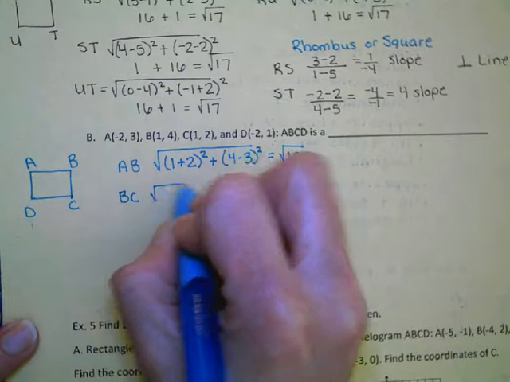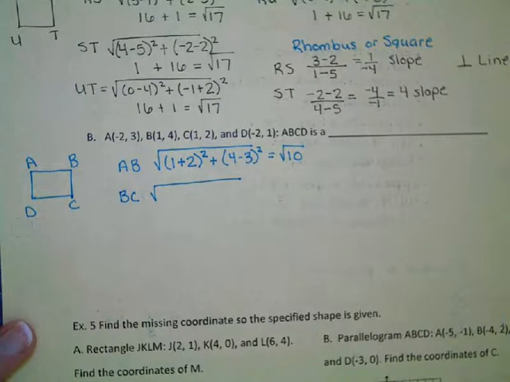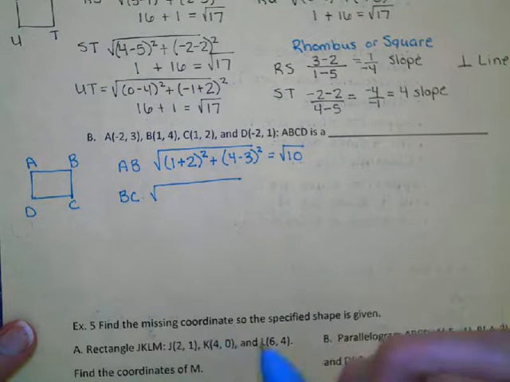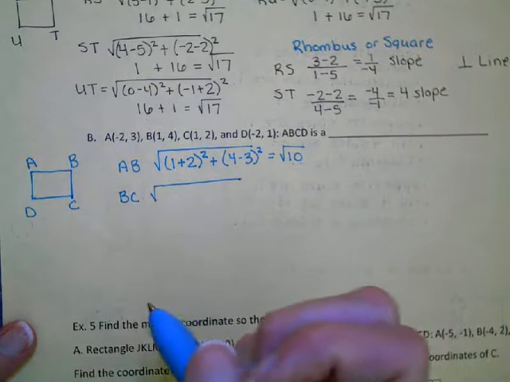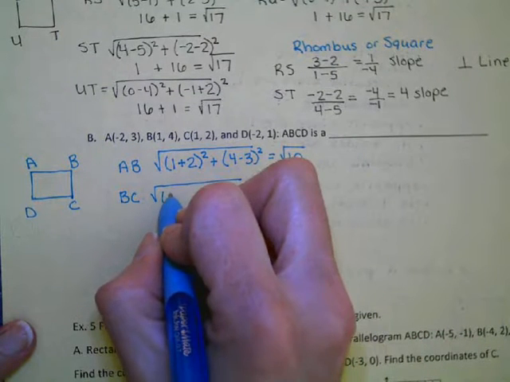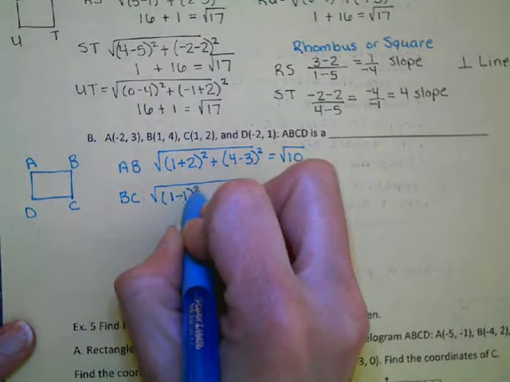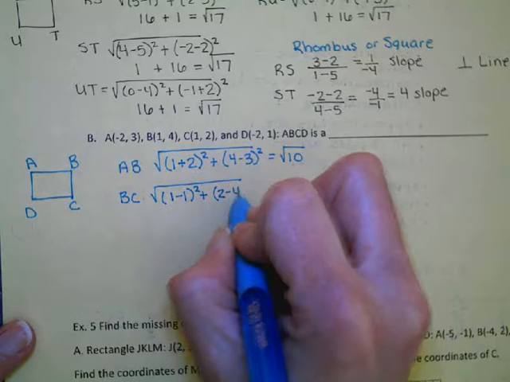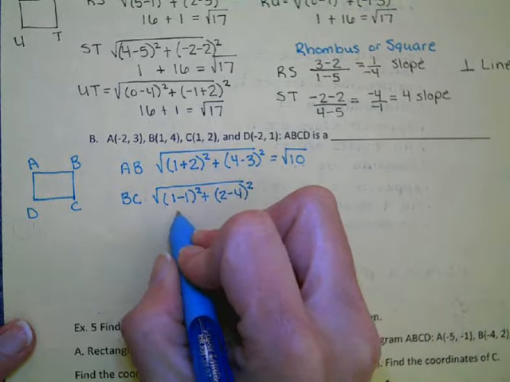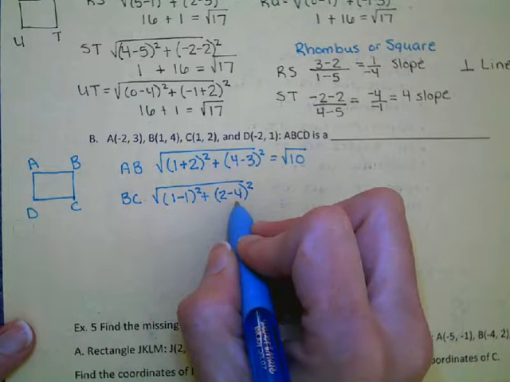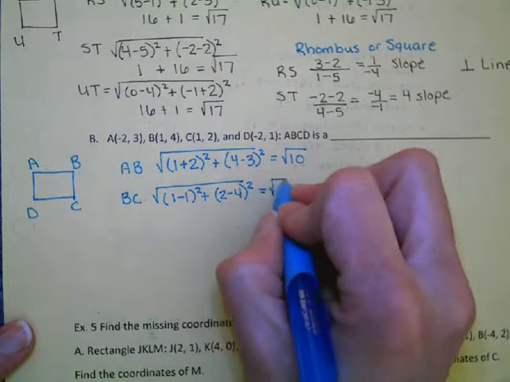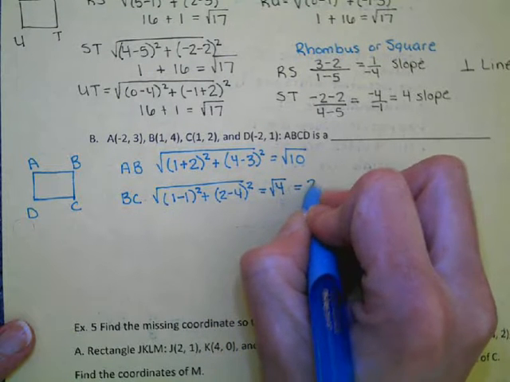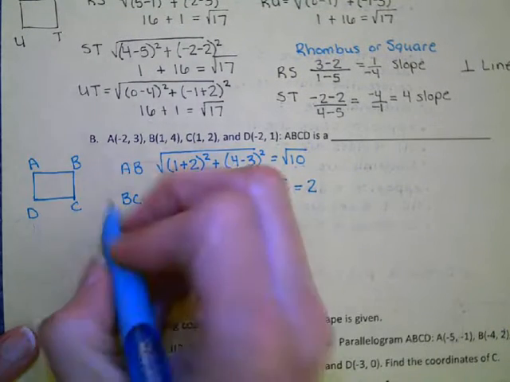And we'll do the next side. And you can show as much or little of work of the distance formula as you need, as long as you have the setup and your answer. And you can write these in decimal form as well. It's just easier to see if they're all the same, but just leaving them square roots. BC, the distance would be 1 minus 1 squared plus 2 minus 4 squared. This is 0 squared plus negative 2 squared, which is 4, equals square root of 4. So you can leave it square root of 4, or the square root of 4 is just 2.